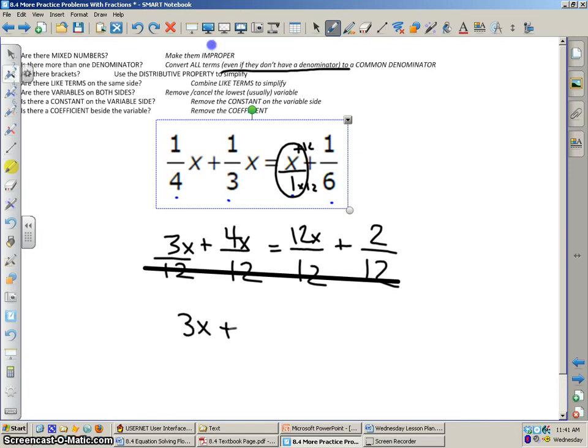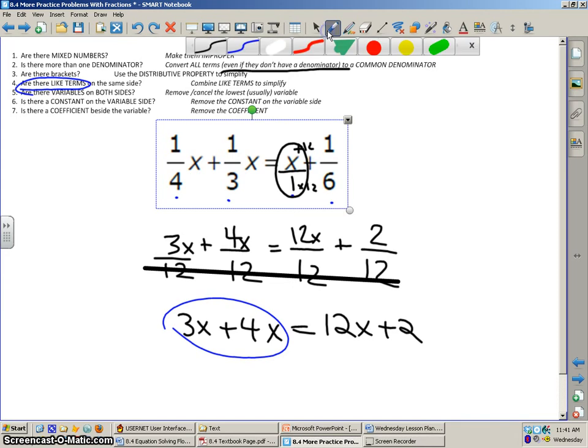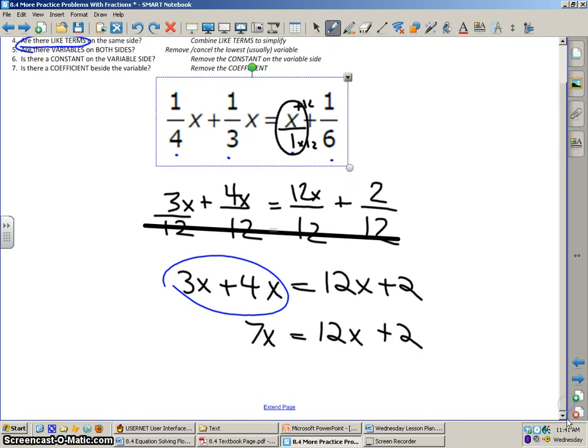Now, something unique we haven't seen so far. We have 3x plus 4x equals 12x plus 2. Let's look at our steps again. Do we see number 4, do we see like terms on the same side? Do we have any like terms? Well, look at this. We do. We have to make that into 7x. So 7x equals 12x positive 2.